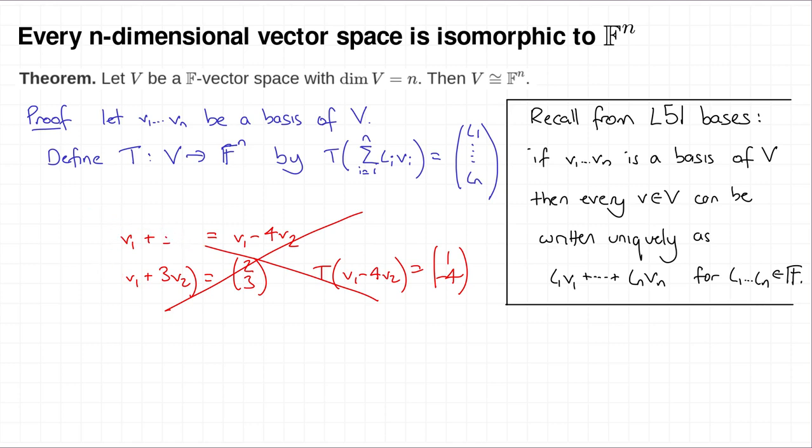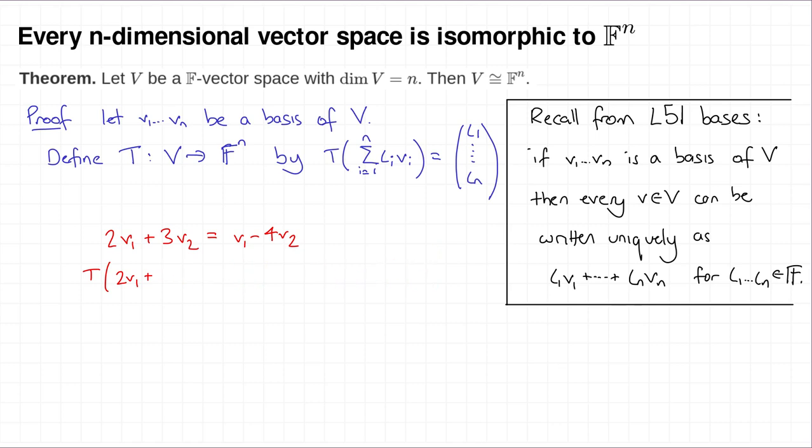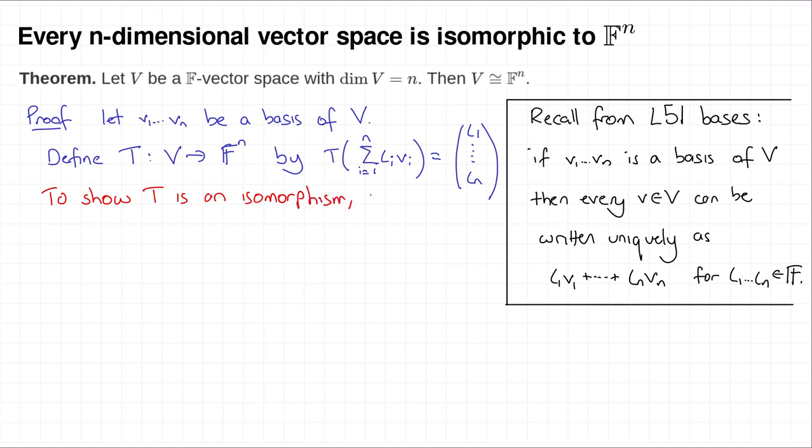Anyway, let's now get rid of this and continue with our proof now that we know that the function T is well defined. We need to prove that T is a bijection, and we need to prove that T is linear in order to show that it's an isomorphism. Let's begin by showing that it is onto.